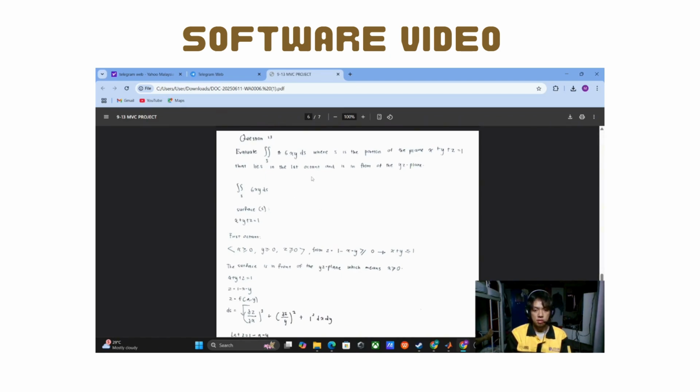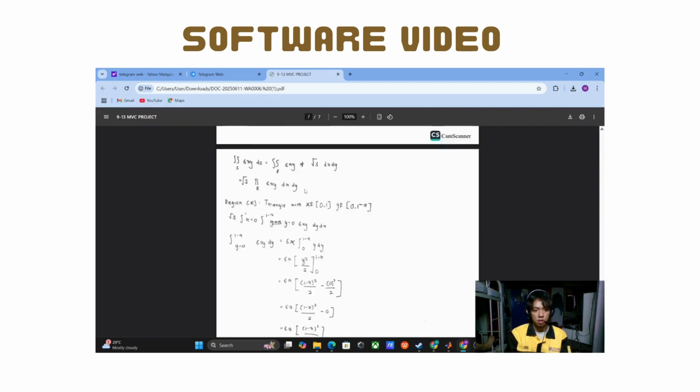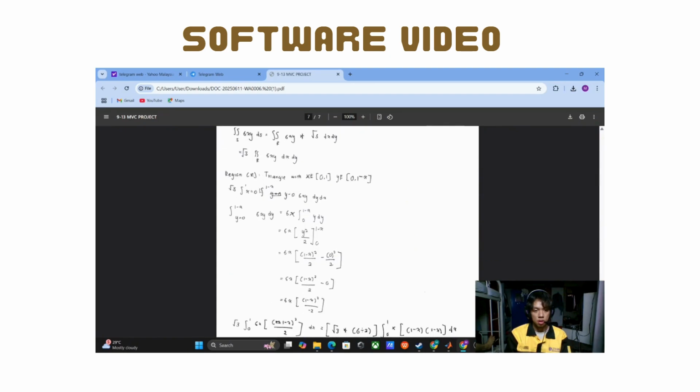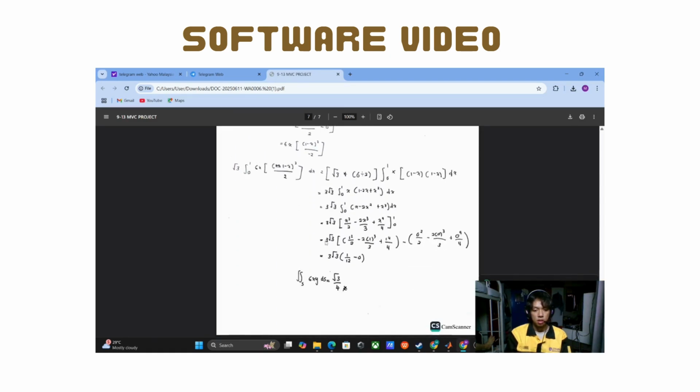Here D is where x is greater than 0 and 1 is greater than x. Then we can get the triangular region R, and we can get the final answer: the surface integral of xy ds equals 3/4.